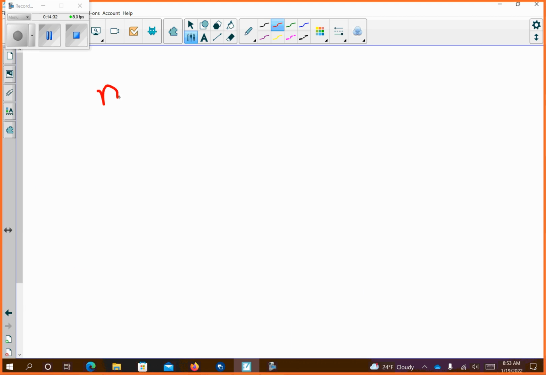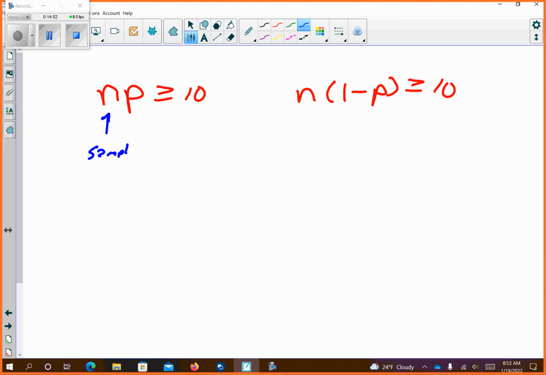Okay, so they're saying np is greater than or equal to 10, and n(1 minus p) is greater than or equal to 10. So the n is your sample size. The p is the population proportion, and then 10 is just 10. So n and p are being multiplied. There's your algebra.